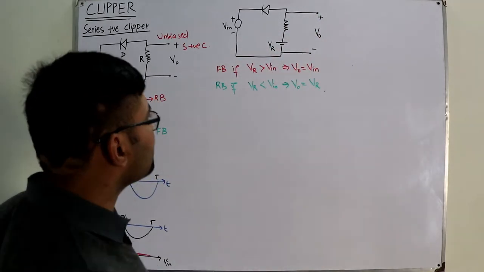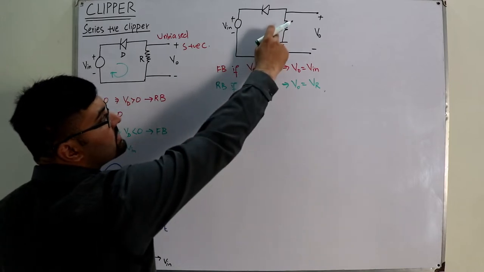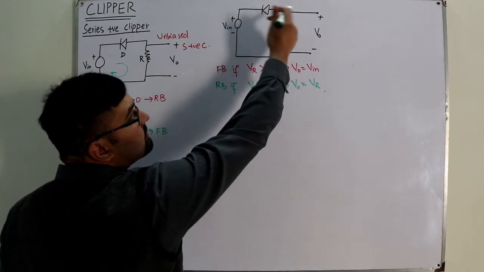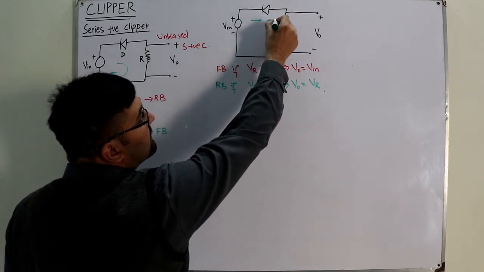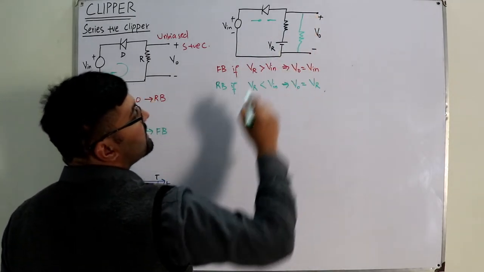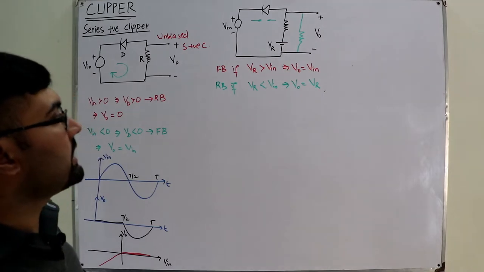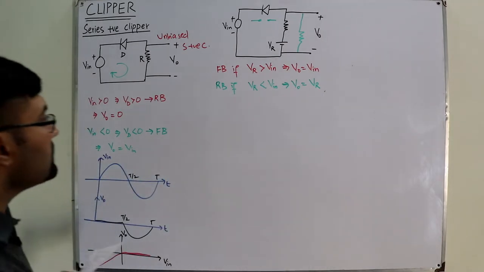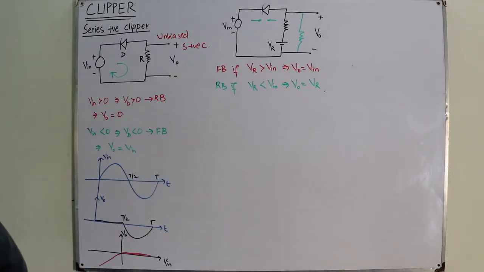If you're not getting this, say that we have a resistor. How is this current flowing if this is an open circuit? So how is this equal to this? You could just place a resistor over here for your understanding. And now I believe it's clear that V naught is equal to VR.